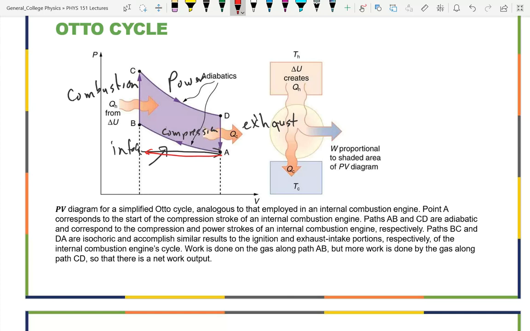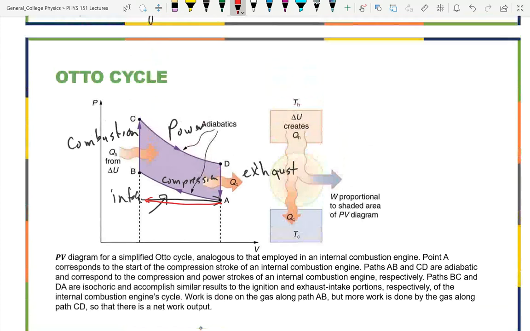So this is the Otto cycle. What efficiency do we get out of automobile engines? What percentage of the energy contained in the gasoline do we actually get that we can use to drive our cars? Does anybody know? 30. Okay, Nathan says 30, I think.